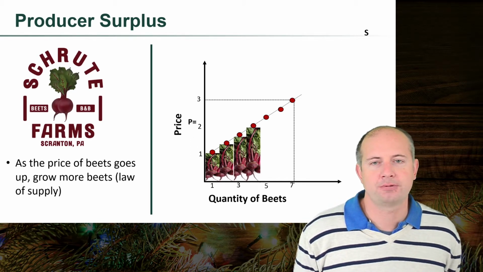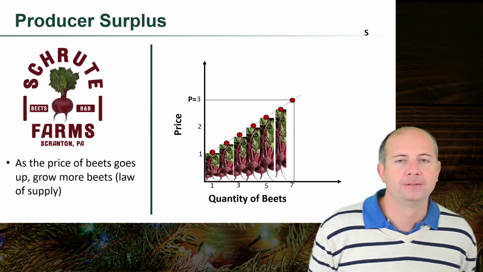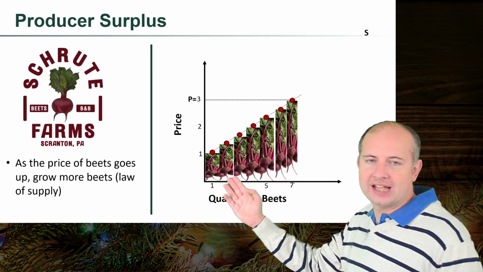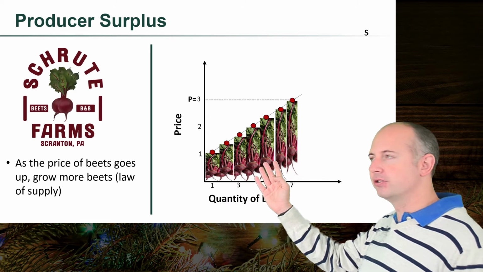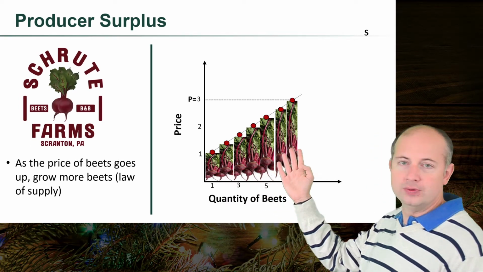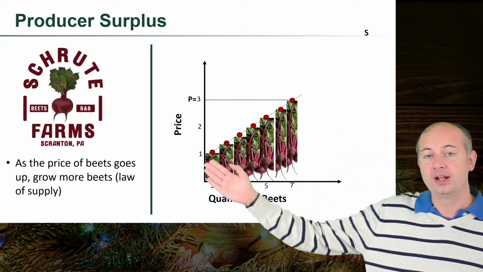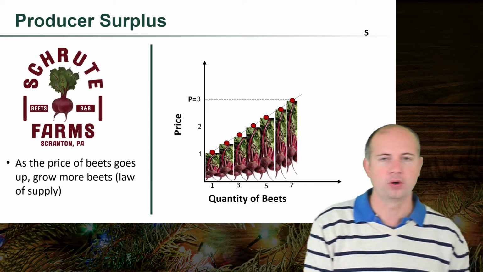Next, what happens when the price of beets goes up and up and up? He's going to grow more beets. So now it becomes worth it for him to set up a farm and for him to till some of the less fertile ground and to spend more time and hire somebody to grow some of the beets. And so as the price goes up, he's willing to grow more beets.